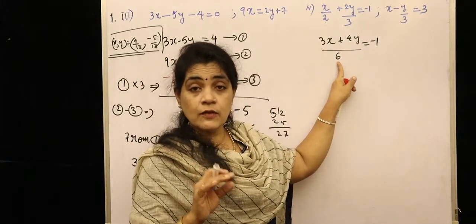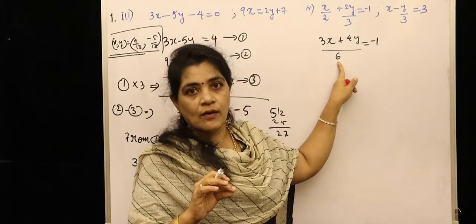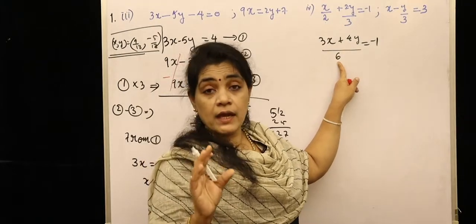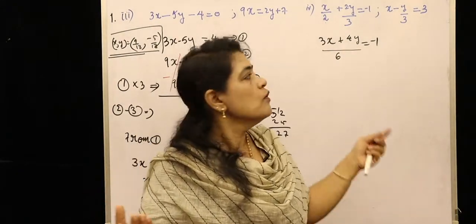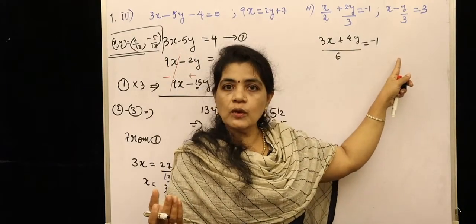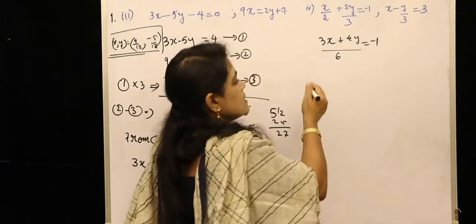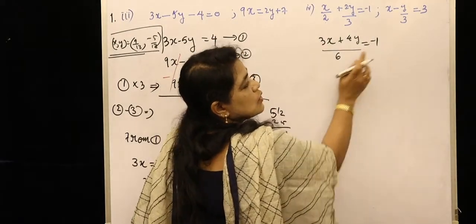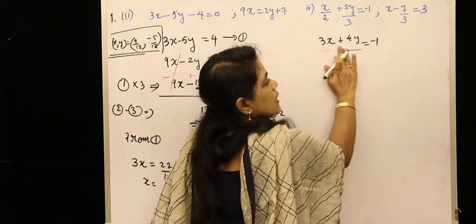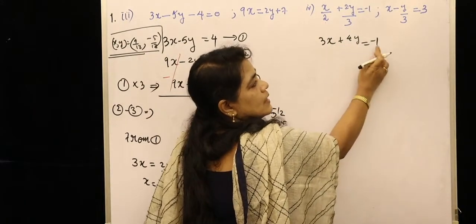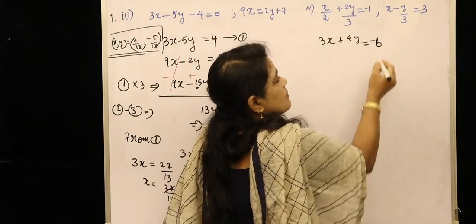Okay, so in the next step, what is our aim? We have to remove that denominator. It should be of the standard form of pair of linear equations in two variables. That is our aim. For that, this 6 should be taken to RHS. So division becomes multiplication. The 6 into minus 1 is minus 6, and no change in the numerator. I am going to multiply this negative 1 with the 6, that is negative 6.